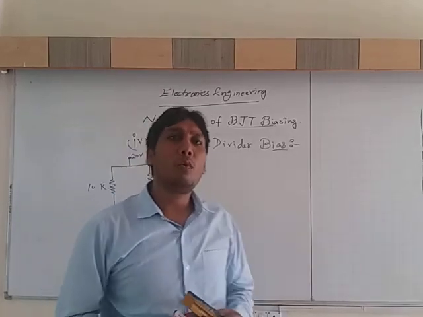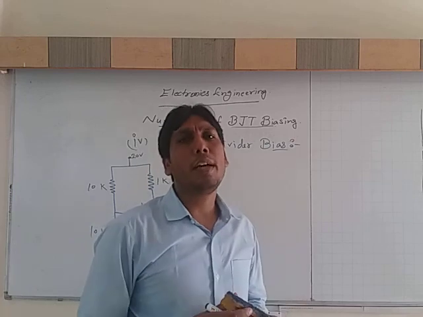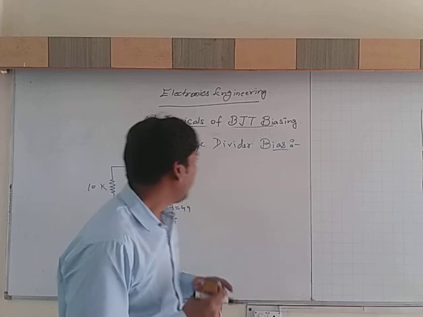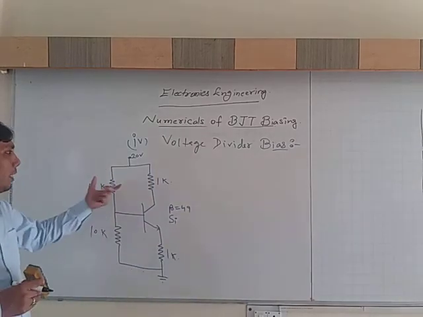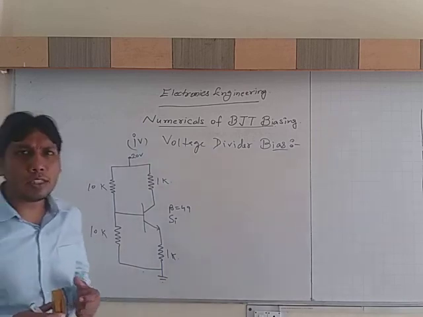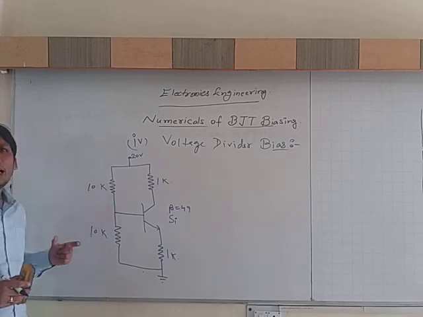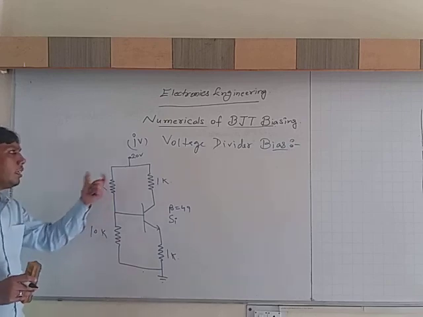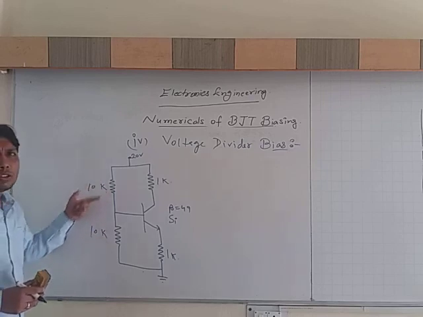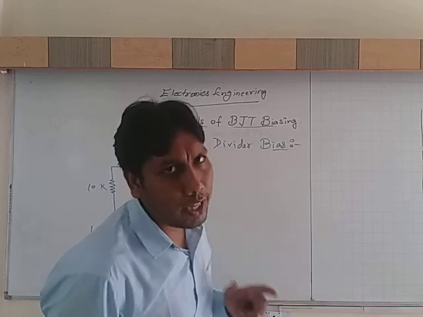The next one is the voltage divider biasing. This is one of the important and most widely used methods of transistor biasing. We have just taken the numerical of voltage divider biasing. In voltage divider biasing, we have two resistors at the base, and since the supply voltage is divided between these two resistors, this type of biasing is given the name voltage divider biasing.